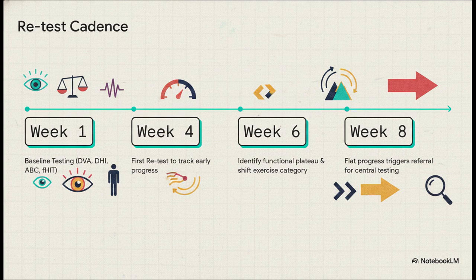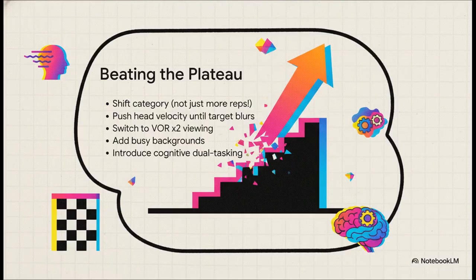The patient comes in and says, yeah, I'm just not noticing changes anymore. This is your cue to shift the category. And by week 8, if progress is completely flat across 2 consecutive reviews, that is your hard trigger for a referral. So how do we actually beat that week 6 plateau?